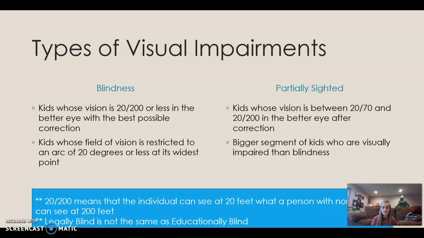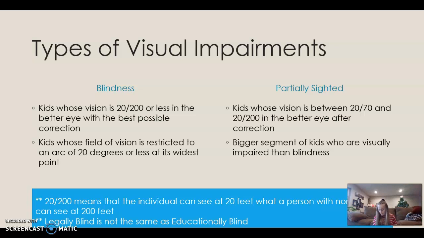And then partially sighted is kids whose vision is between 20/70 and 20/200. So that's the same thing, except they can see better than blindness. Another qualification to be blind is kids whose field of vision is restricted to an arc of 20 degrees or less at its widest point. And there are more kids who are partially sighted than blind, so it's a bigger segment of kids.